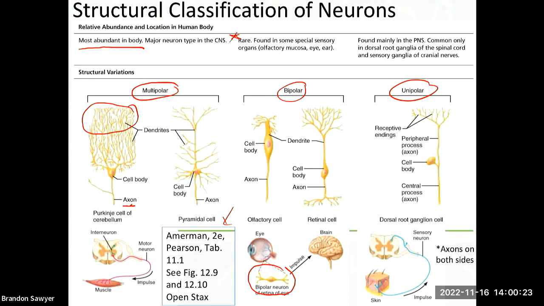And then unipolar, these are pretty typical neurons for the sensory neurons in the peripheral nervous system. We looked at these, the ones that have the cell body in the middle, right, in that ganglion. And then we have one axon going back to the spinal cord, and the other axon going out to where the receptor is to receive whatever signal that is. So those are the ones we looked at coming out of the spinal cord last class. Those are known as the dorsal root ganglia cells. Okay, so that's our structural classification of neurons.